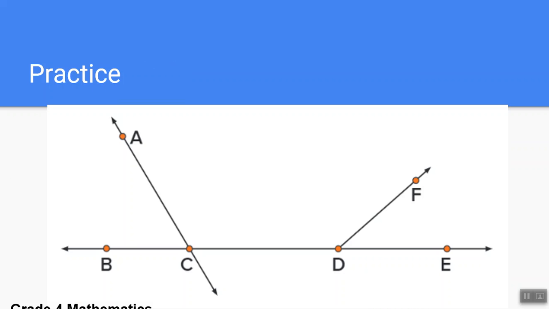Alright, let's go ahead and practice. Right now, I'd like you to draw or represent one line. Then I'd like you to represent one angle that you see. You may have different answers.